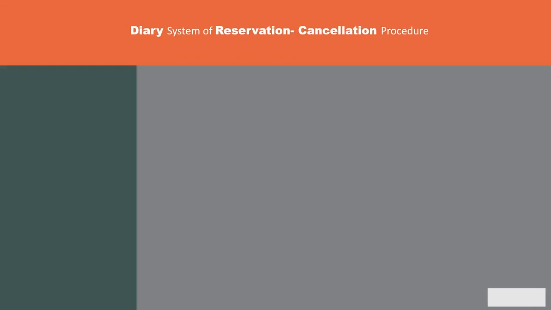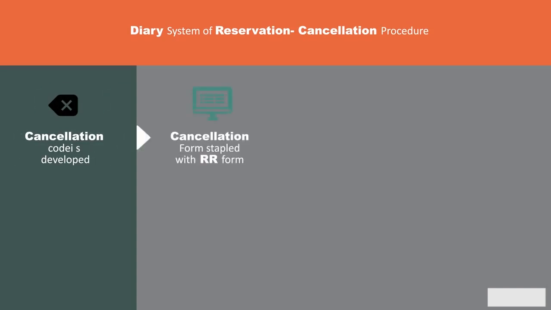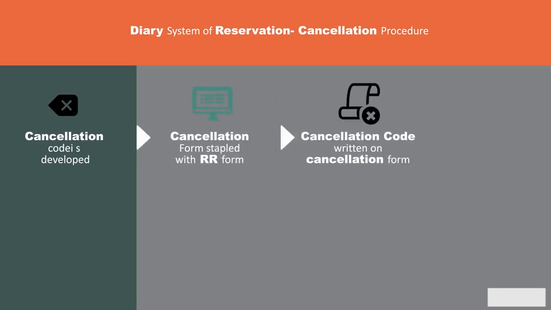Cancellation procedure in diary system of reservation. Hotels following the diary reservation system have a certain procedure for cancellation. As soon as a cancellation request is received, a cancellation code is developed and informed to the guest. The cancellation form is then filled up and stapled with the RR form. The cancellation code is written clearly on the cancellation form and kept in the cancellation file together with the RR form. The entry in the hotel diary is cancelled by drawing a line across and is marked as cancelled.